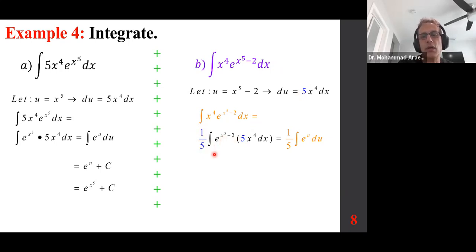Therefore, it's 1/5. The first piece is e to the power of u, and the second piece is du. This again gives you e to the power of u and a constant. Never mind the 1/5, it remains, and replace the u. And you're done.